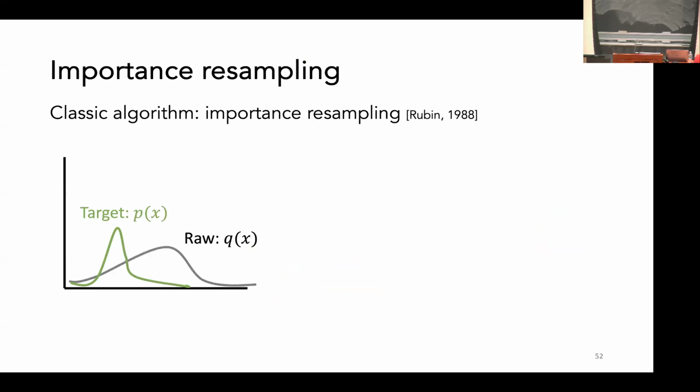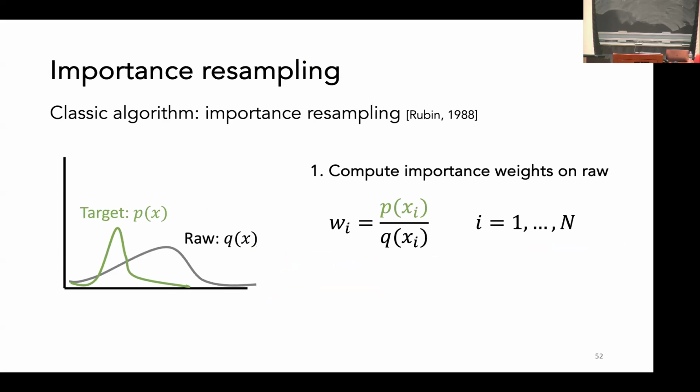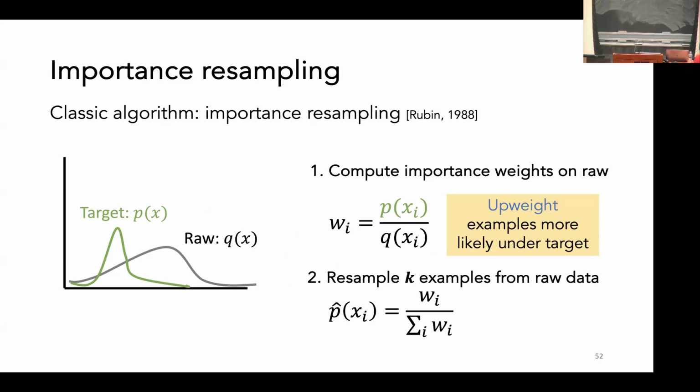And there's a classic algorithm which does this. It's called importance resampling. You first compute importance weights, which are the probability ratio between the target and the raw distributions. These importance weights essentially do what we want. They'll upweight the example if it's more likely under target, P of X, than the raw. Then in the second step, we can use these weights to define a new distribution to resample from, just by renormalizing these weights. And by doing this, we can sample from a distribution that's similar to the target.